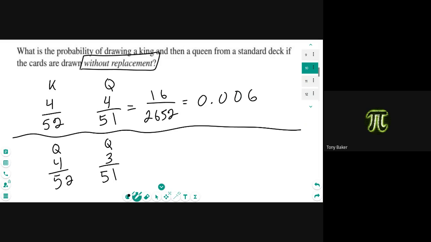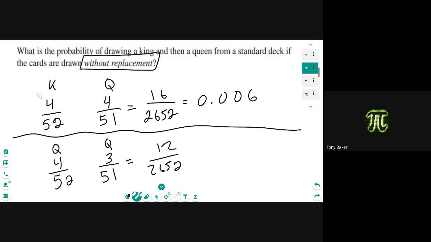So this is 2 separate questions. The second queen was 3 out of 51 because there's already a queen missing and I've already pulled a card out of the deck. And then if I multiplied those, it'd be 12 over 2652. So it's harder to pull 2 of the same card than it is to pull 2 different cards, which should make sense because that's why a pair is worth more when you're playing games.